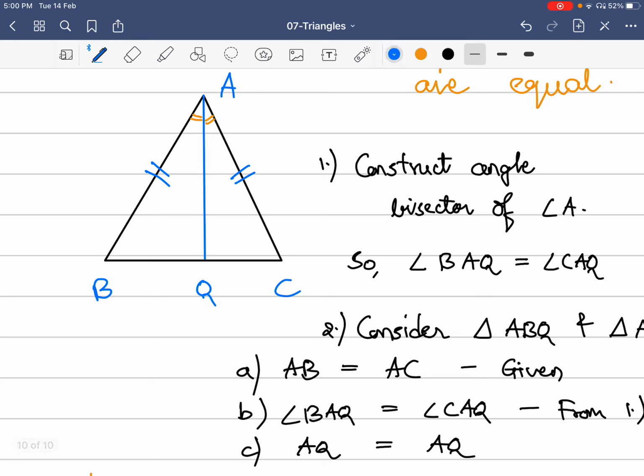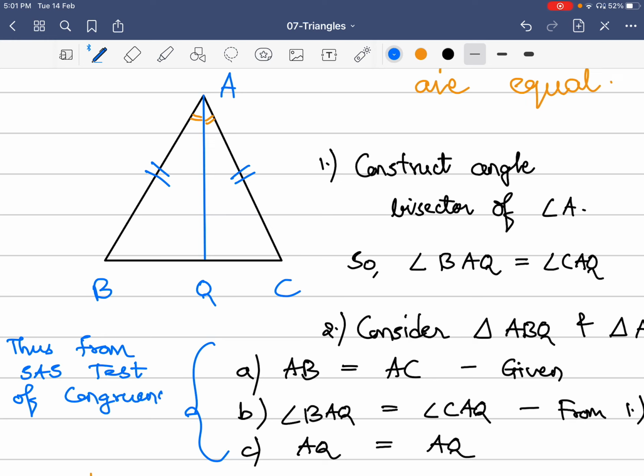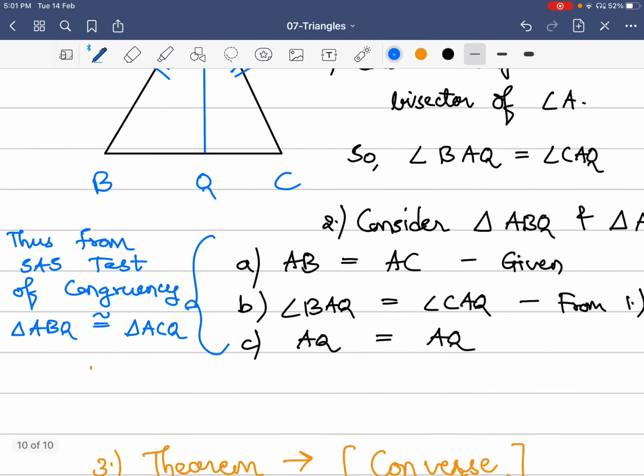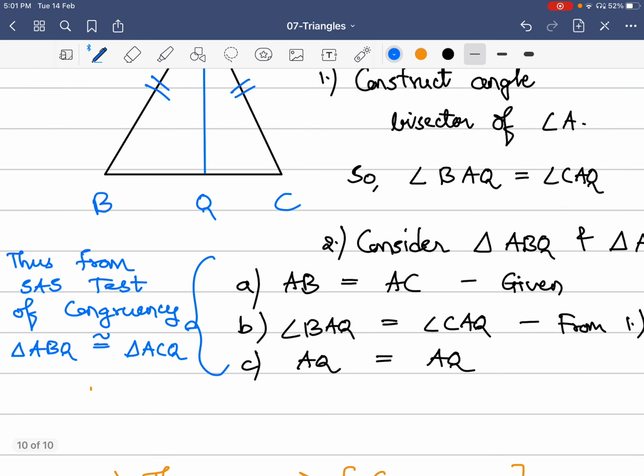Yes. So thus, from these 3 points, from the SAS test of congruency, we can say triangle ABQ is congruent to triangle ACQ. Okay, this is the important part. Triangle ABQ is congruent to triangle ACQ.